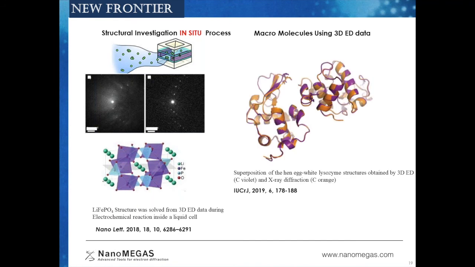The second example is the protein lysozyme structure. It is a lysozyme structure which has been solved recently from 3D electron diffraction data in combination with beam precession.